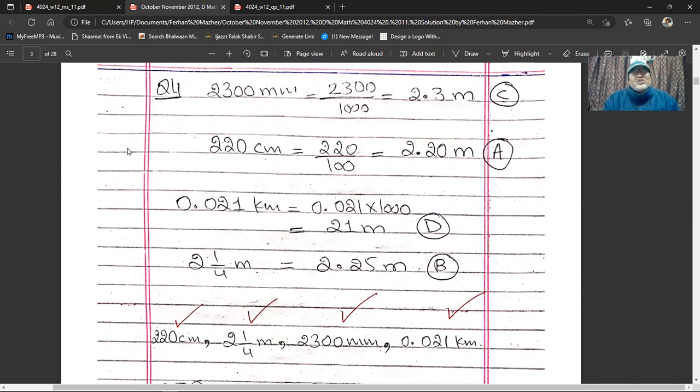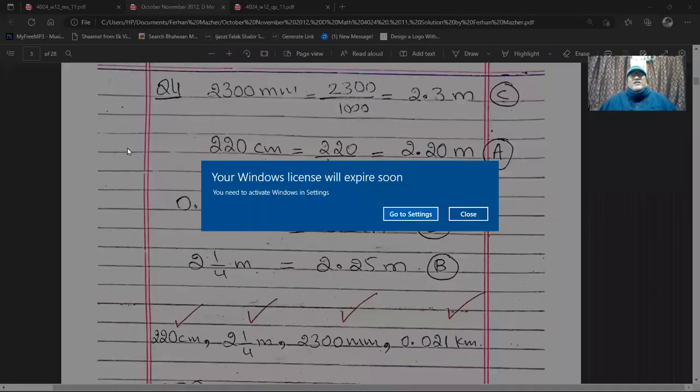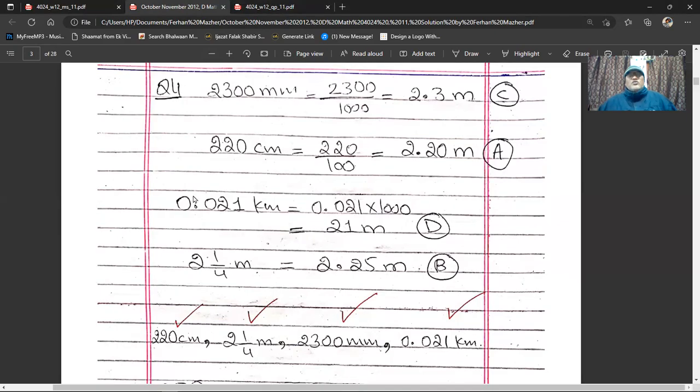220 centimeters, because in 1 meter, there are 100 centimeters. So if you want to convert centimeter into meters, you divide with 100. So 220 divided by 100, so it will be 2.20 meter.